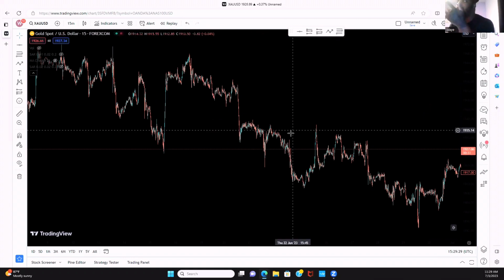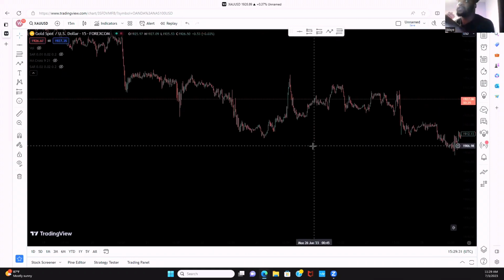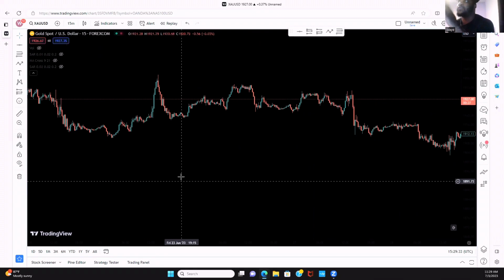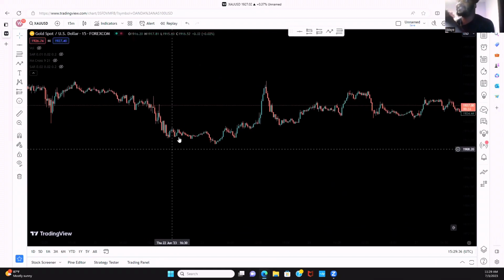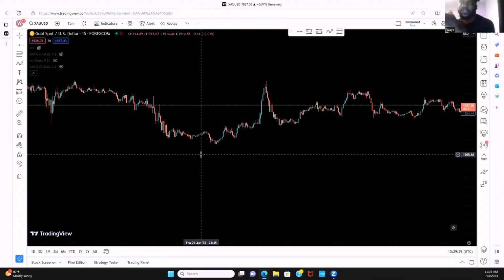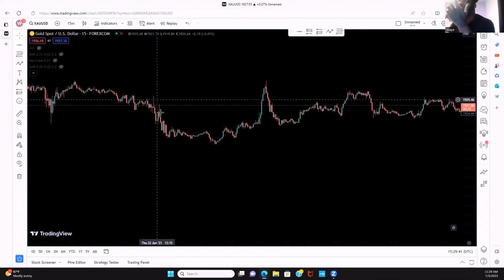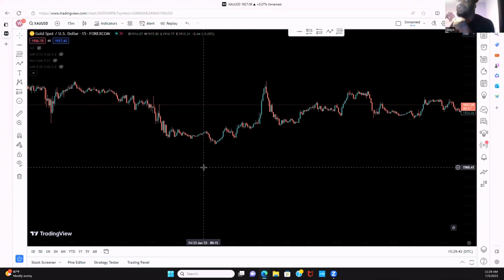So now, every candlestick is not just some random block. Every candlestick is telling you something. You just got to know what you're looking at. Every candlestick is telling a story and explaining what happened.